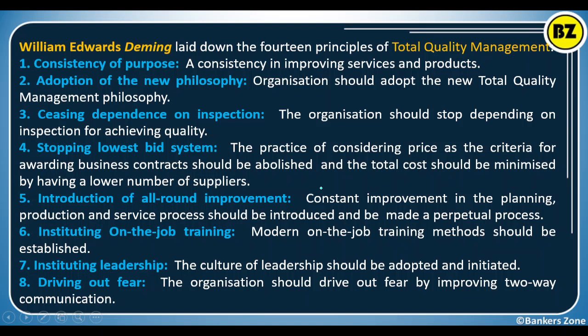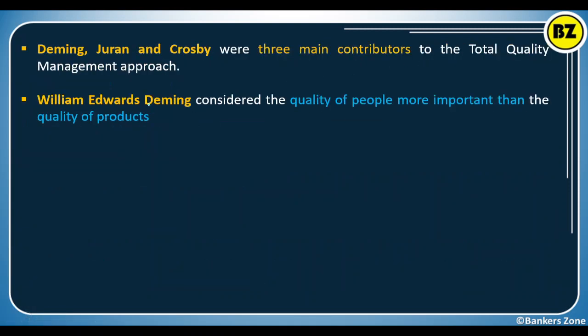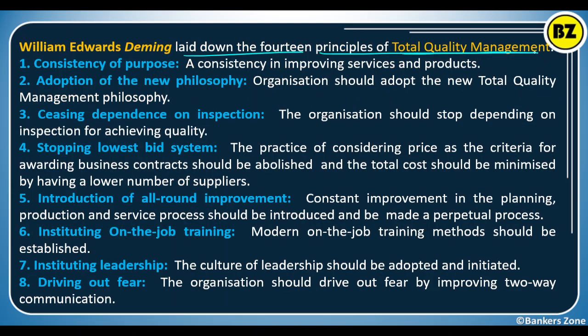Now see, Deming, William Edwards Deming, laid down the 14 principles of total quality management. So you have to remember. Here I will write. Deming has given the 14 principles about quality management. So to manage total quality, you have to follow those 14 principles.